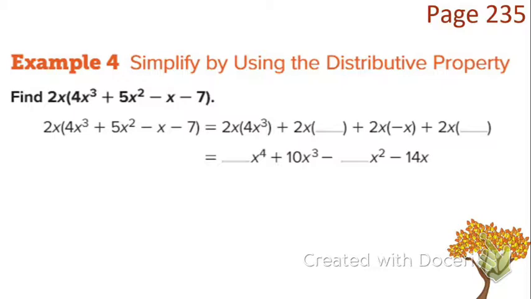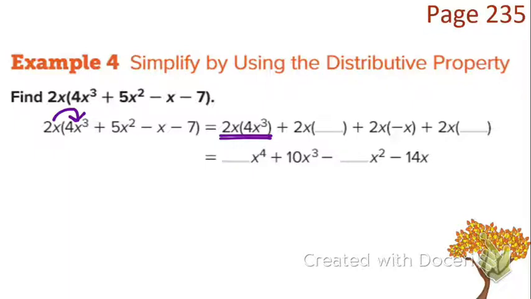So let's go ahead and look at this first one, example 4. So we have one term, 2x, and we're going to multiply the 2x by everything inside of the parentheses. We're going to multiply it one by one. So we're going to start off by taking 2x times 4x cubed. What do you get when you multiply 2x times 4x cubed?